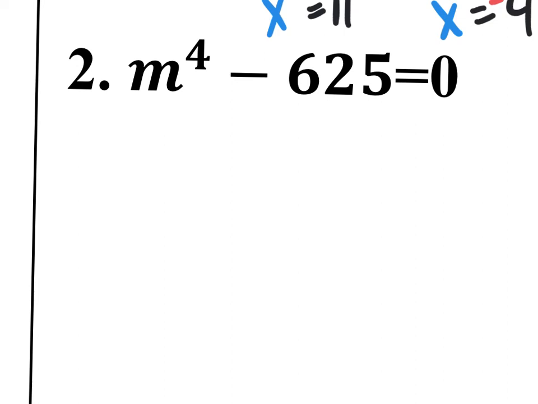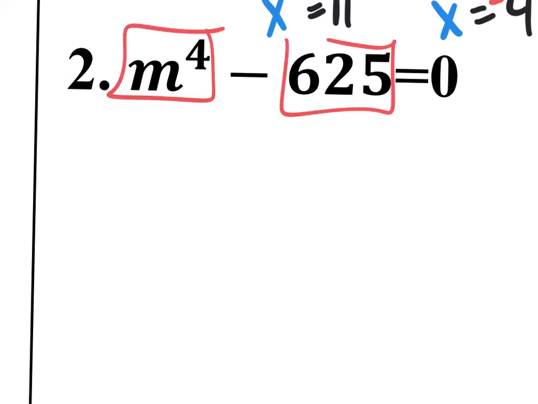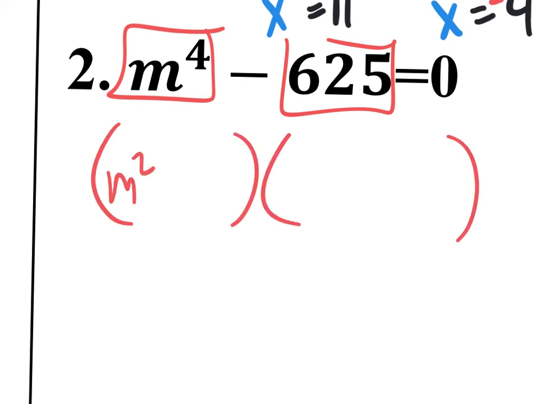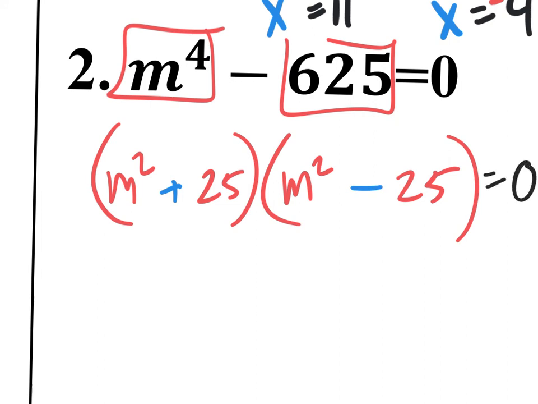So we do have 2 perfect square numbers. So we're going to square root that, because the square root of 625 is 25. We will have the square root of m to the 4th is m squared. The square root of 625 is 25. 1 is positive, 1 is negative. We still have the equals 0. So I factored by applying the difference of 2 squares.